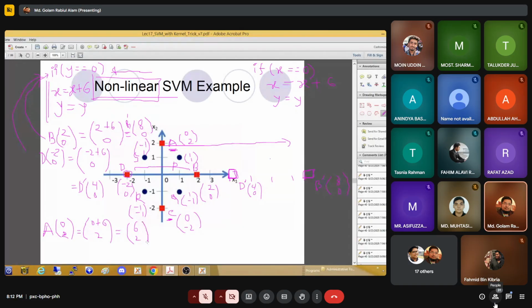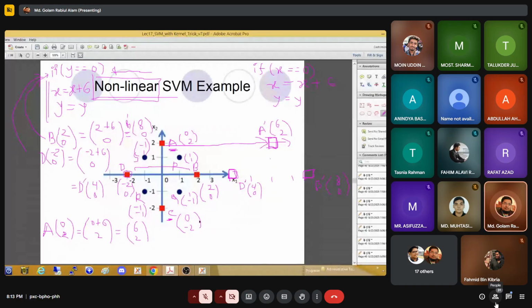Okay, so 6, 2. Then we can see this is the 4, here is the 5, and here is the 6. We will get our A in this new position. Let's say this is our A prime, the augmented value of A, which is 6, 2. The A is now here.